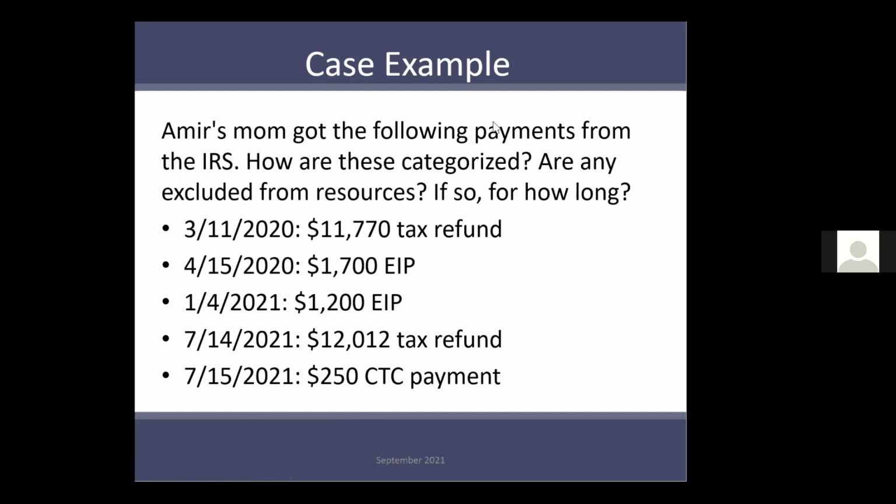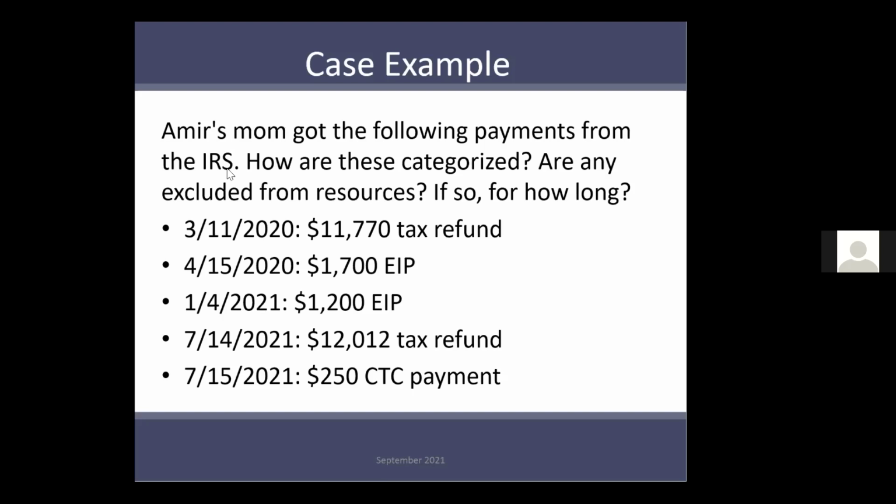So I talked to Amir's mom and I get this information. I see that she got a tax refund in March, which could be the initial thing that pushed her over if they didn't have that categorized correctly. Then I see her economic impact payments, her stimulus checks, were paid at kind of funky times for different reasons. But so she got one in April, she got one in January, and then she got another tax return the following July. And then her child tax credit payments begin.